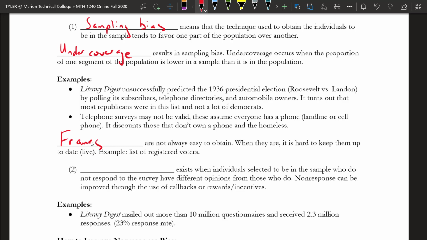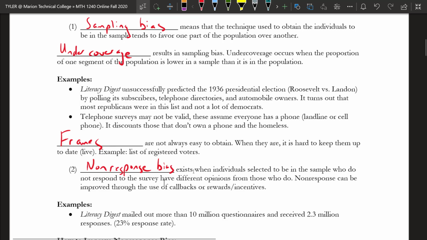So then the second item from the list was non-response bias, right? So that's the next thing we want to define. Non-response bias exists when individuals selected to be in the sample who do not respond to the survey have different opinions from those who do. Non-response can be improved through the use of callbacks or rewards/incentives, right?